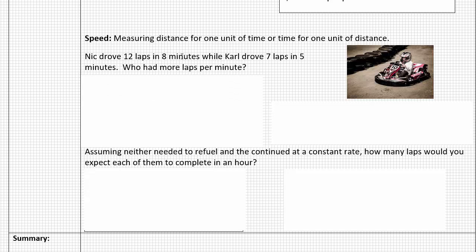Nick drove 12 laps in 8 minutes, while Carl drove 7 laps in 5 minutes. Who had more laps per minute? Do you notice that keyword again? There it is, per. This is a good one to keep an eye out for because once again it tells you how to set up your fraction, your ratio. It's going to be laps in our numerator over per our minutes in our denominator. So go ahead and try and calculate that for Nick and for Carl to see who was faster.